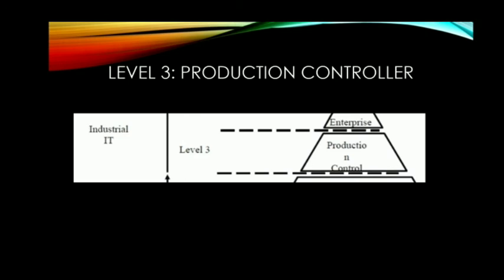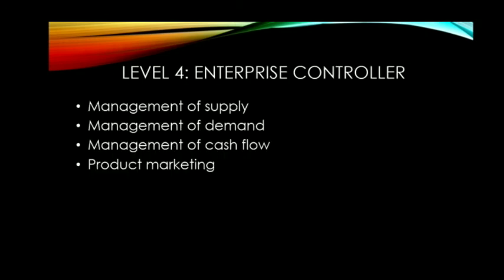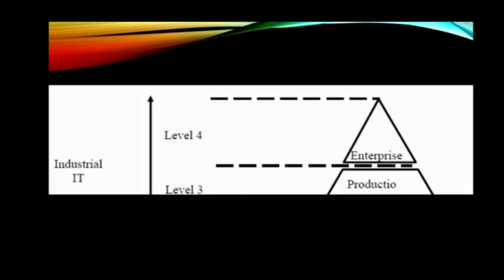Typically, the algorithms make use of resource optimization technology and are non-real-time, although they may be using production data online. Level 4, Enterprise Controller. Enterprise Controller deals with less technical and more commercial activities like management of supply, management of demand, management of cash flow, product marketing.